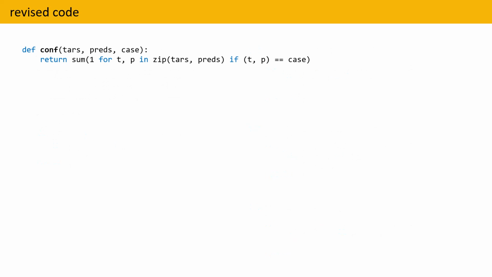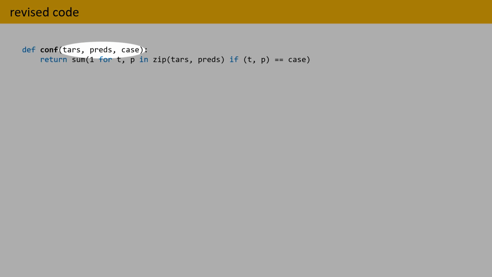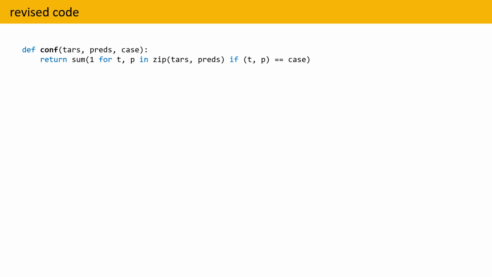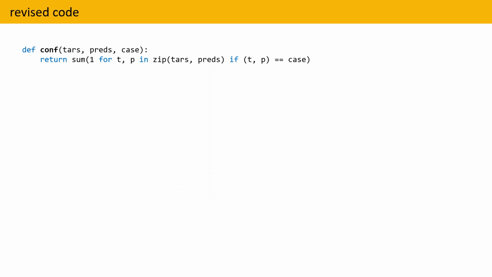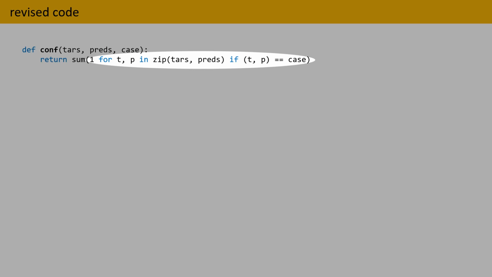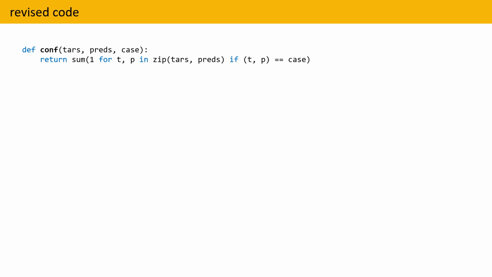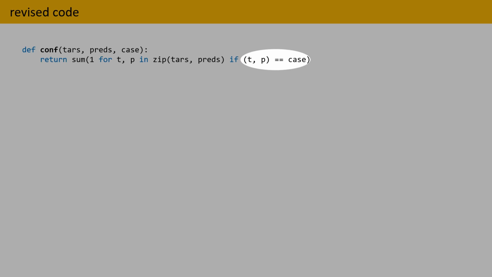And here it is. We define a function conf that takes 3 parameters: targets, predictions, and case. I prefer the names tars and preds over y_true and y_pred, since they are shorter, equally clear, express the plural and avoid the underscore. So how does this implementation work? As before, we zip targets and predictions, but here in a generator expression instead of within a for loop. Furthermore, the comparison of the targets and predictions is implemented as a tuple comparison.